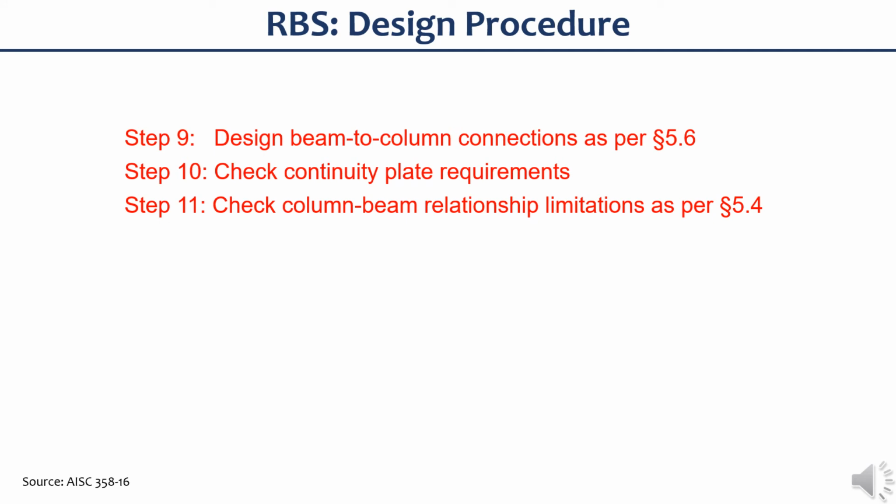For step number 9, we should design the beam to column connections as per section 5.6 of AISC 358. For step number 10, we should check for continuity plates if required. And for step number 11, we should check the beam and column relationship limitations as per section 5.4 of AISC 358.